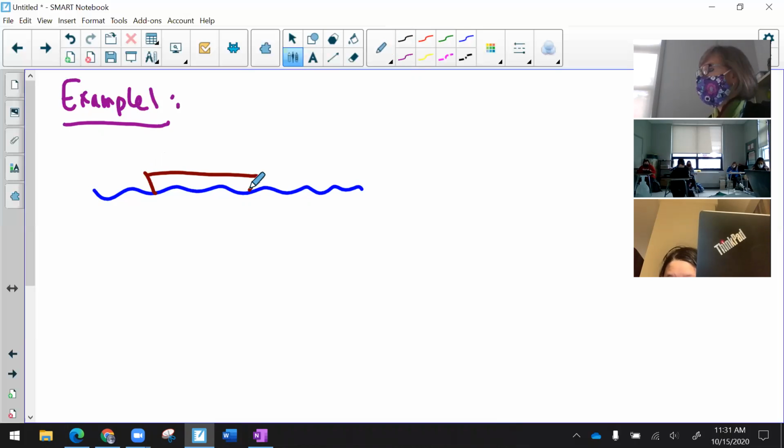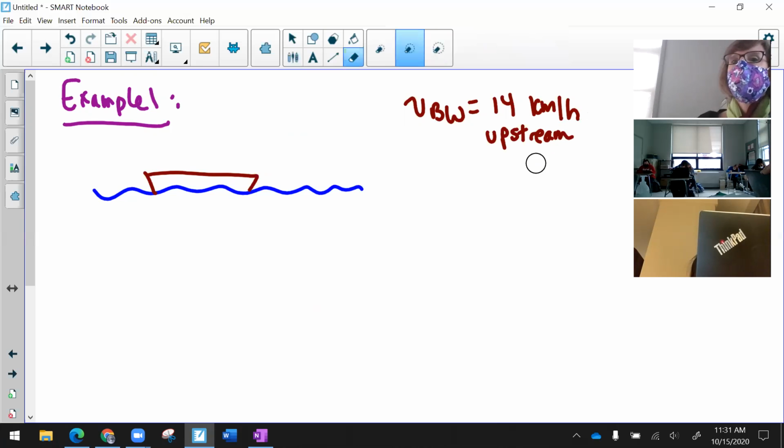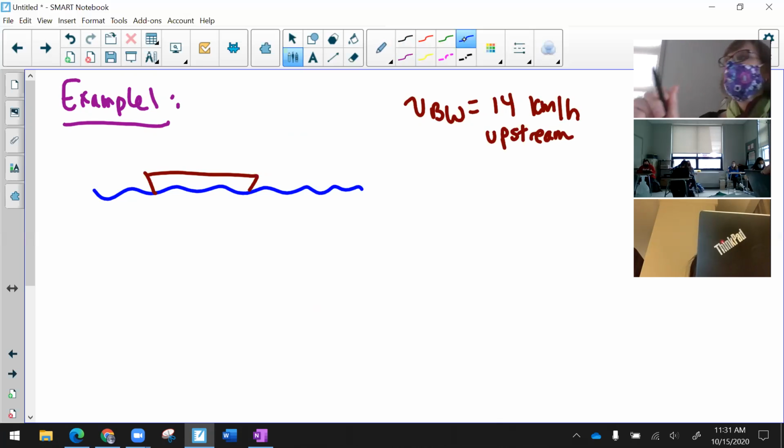Dagny, what's one thing? With respect to the water. So the velocity of the boat with respect to the water is 14 kilometers per hour. And we'll even write upstream because we're going to talk about what that means. Okay. Annabelle.